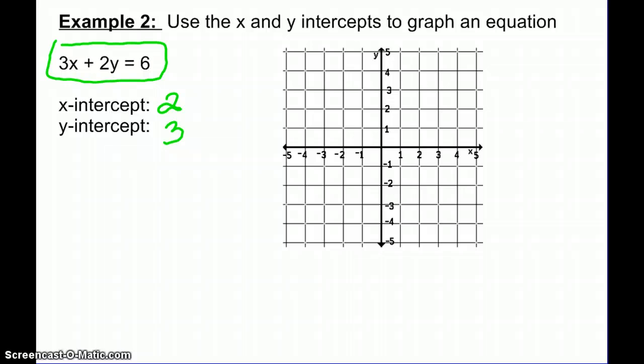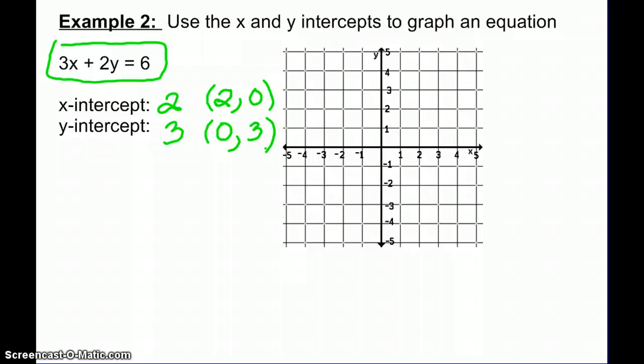Now remember, the x-intercept, that's a point on the x-axis. So in other words, that is the point 2, comma 0. Notice we have a number in place for the x-coordinate, and then for the y-intercept, that's the point 0, comma 3. There's a number in place of the y-coordinate. So these are the intercepts of this graph.